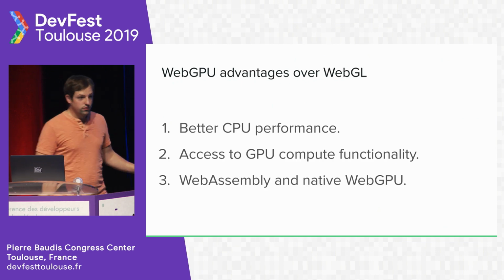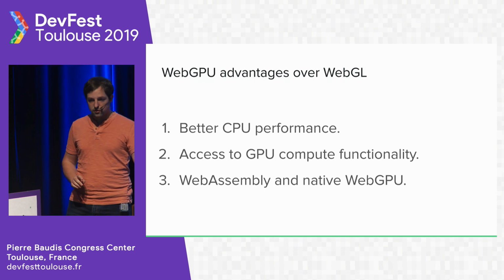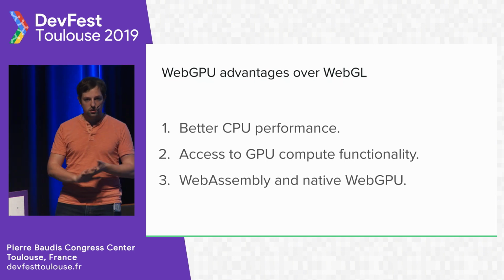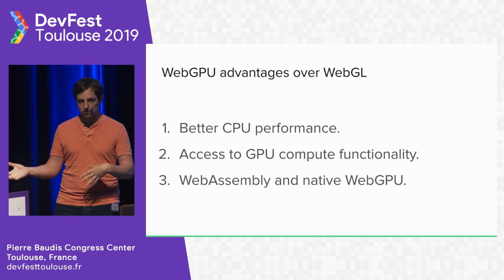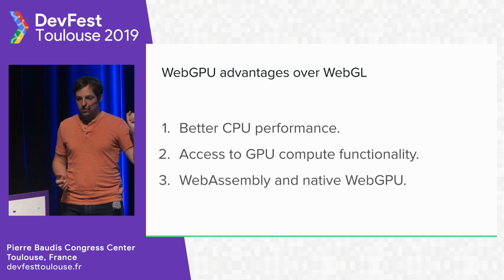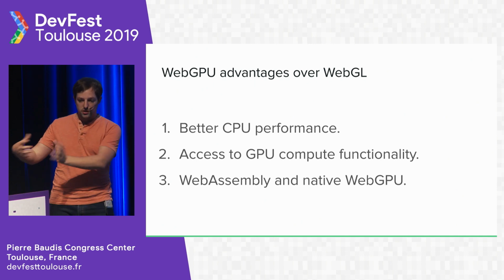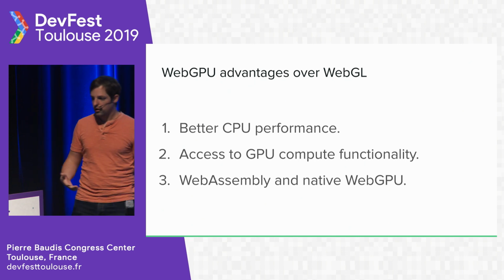All right, so we've seen all the advantages of WebGPU. It has better CPU performance. It gives you compute shaders that can do scientific computations in a very nice and efficient way. And we now have WebAssembly support for WebGPU so that you can build something in native and just put it on the web, and it works.